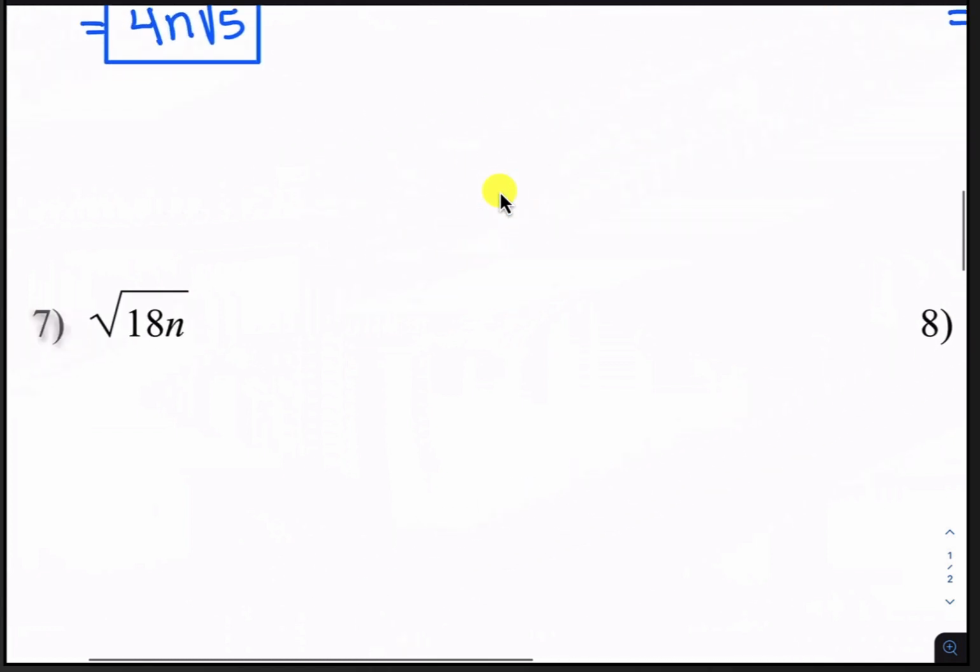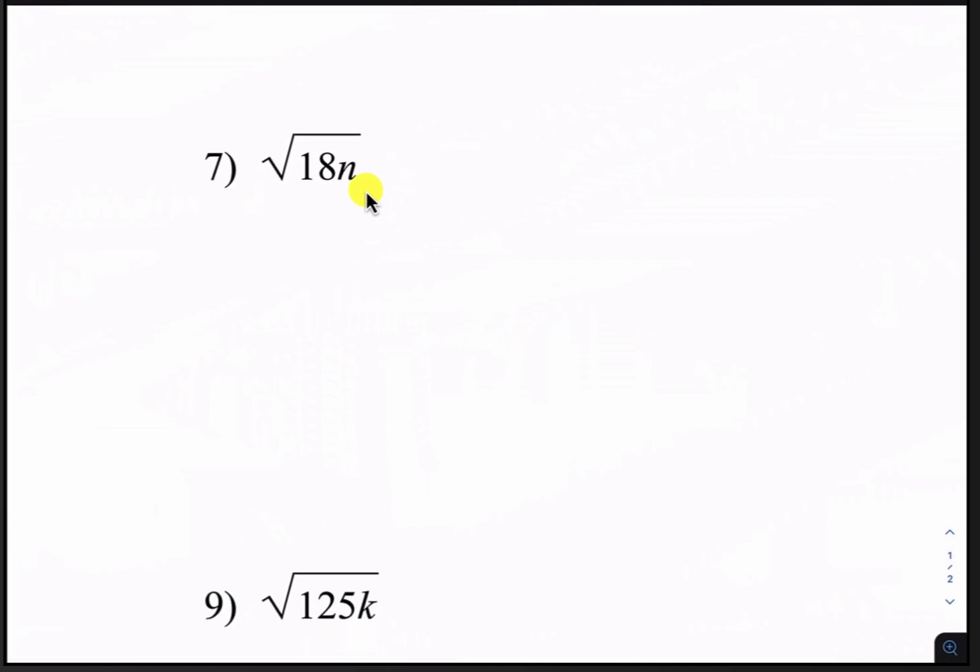All right. Number 7. We have the square root of 18n. 18 is not a perfect square in itself, but 18 is 9 times 2. So now we have the square root of 9 times 2 times n. What is the square root of 9? That is 3, because 3 times 3 is 9. So a 3 comes out. The 2 is going to stay in, and the n also stays in. So our answer is 3 times the square root of 2n.